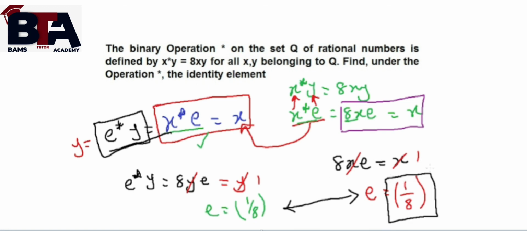I hope it's clear. So when you want to find identity elements, you need to satisfy both ends, either when you are working with respect to x or with respect to y. But make sure that when you are operating it on a particular number, it gives you that number back.